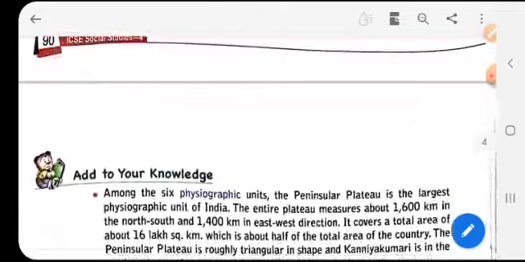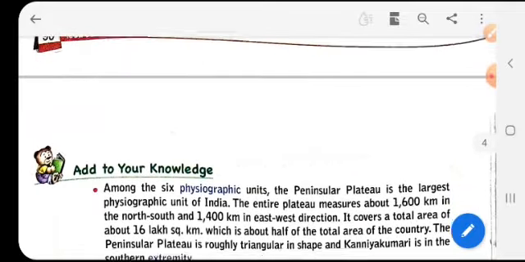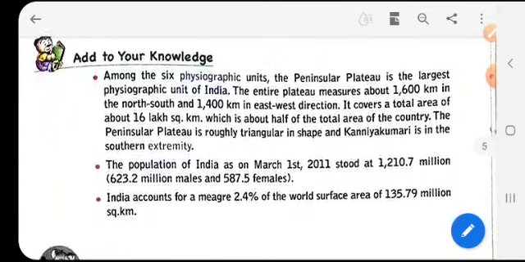So, children, this is all about the chapter. Let's see what we can add to our knowledge. Among the 6 physiographic units, the Peninsular Plateau is the largest physiographic unit of India. The entire plateau measures about 1600 kilometers in the north-south direction and 1400 kilometers in the east-west direction. It covers a total area of about 16 lakh square kilometers, which is about half of the total area of the country. The peninsular plateau is roughly triangular in shape, and Kanyakumari is at the southern extremity.